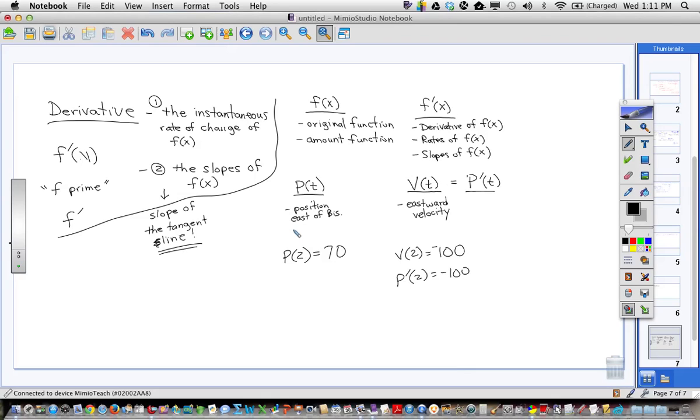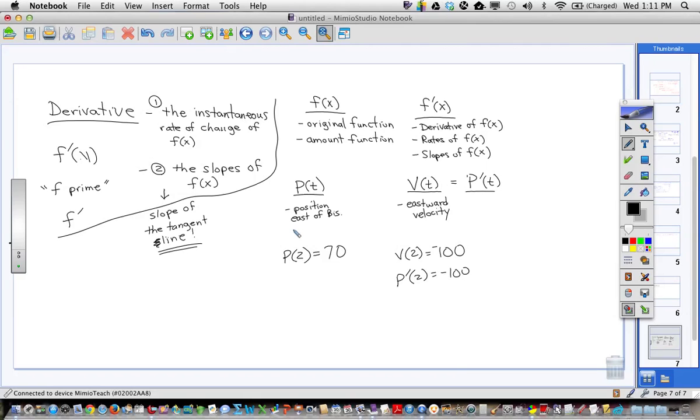Let me ask it this way. The fact that this graph is above the x-axis, what does that tell me? Now, careful. I heard some people saying it's going east. Think about what I said. The fact that the graph's above the x-axis tells us it's located east of Bismarck, right? Not that it's going east.